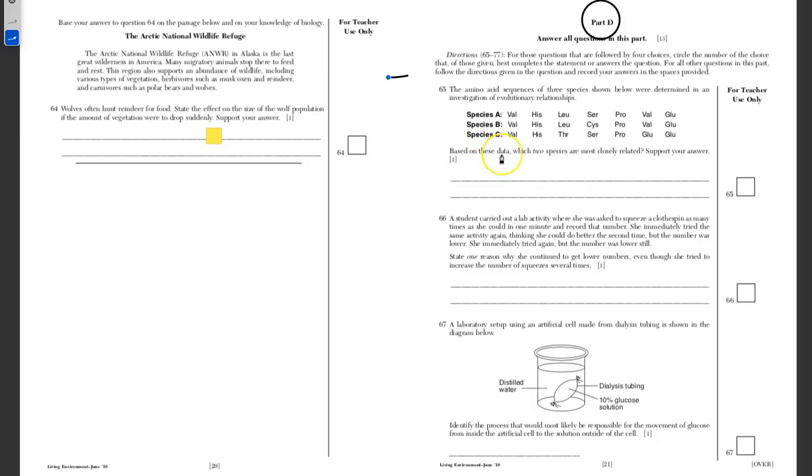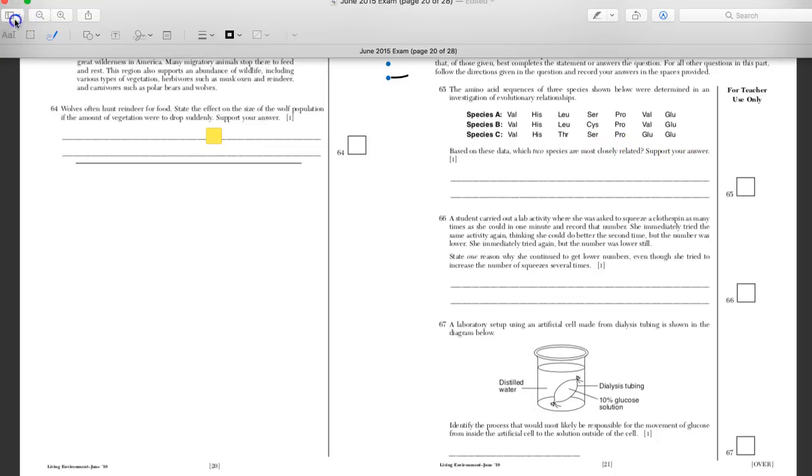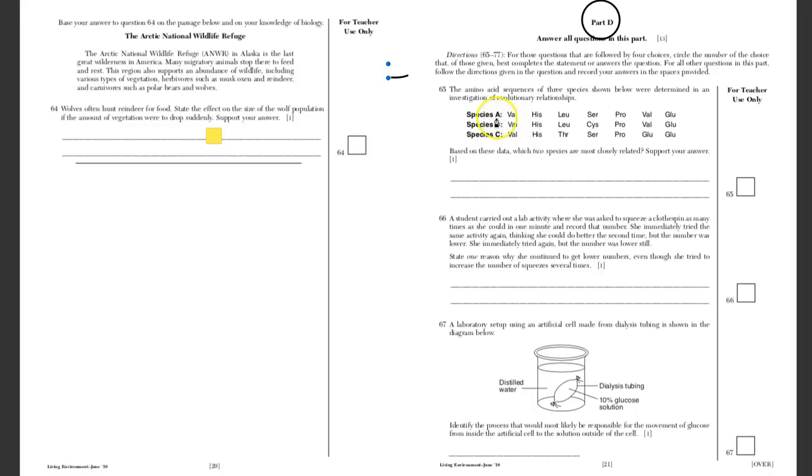Okay, based on these data, which 2 species are most likely related? Support your answer. So maybe I can change my pen here. We have to figure out if species A, species B, species C, which ones are closely related to each other. Is A closer to B? Is A closer to C? Is C closer to B? Etc. We have to compare their amino acid sequence. Here, all 3 of them are the same. Here, all 3 of them are the same.